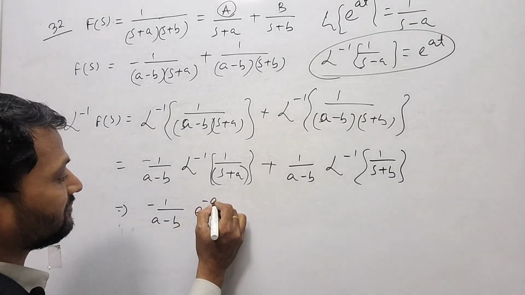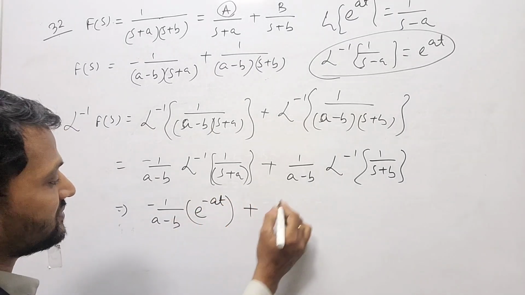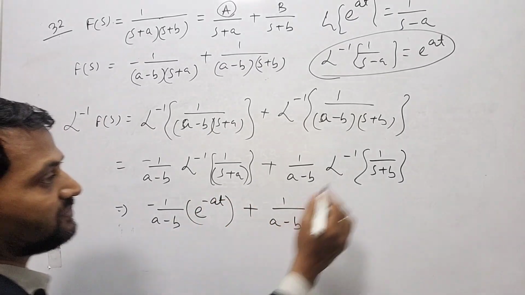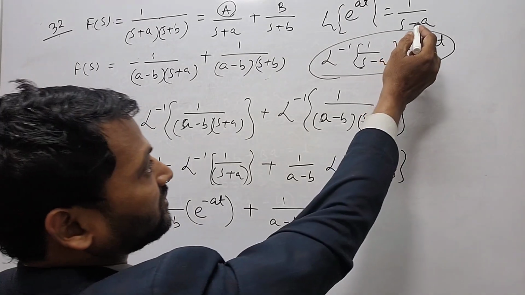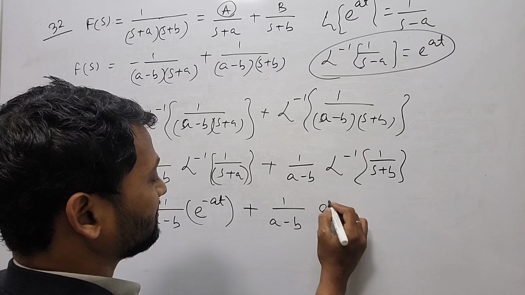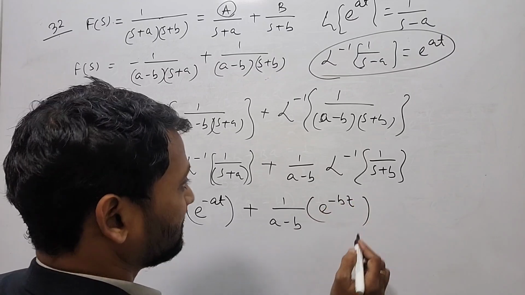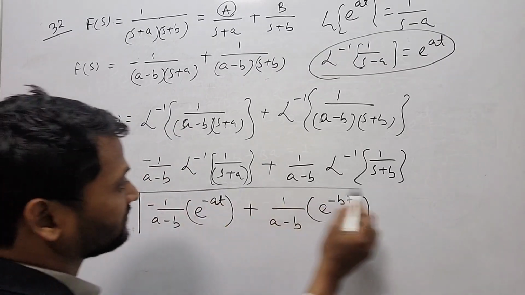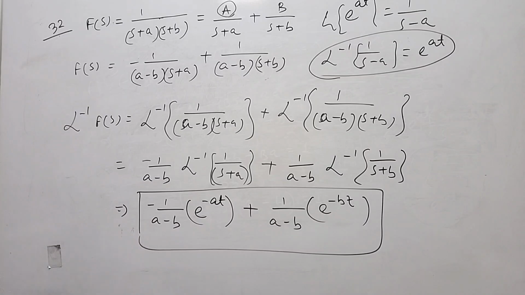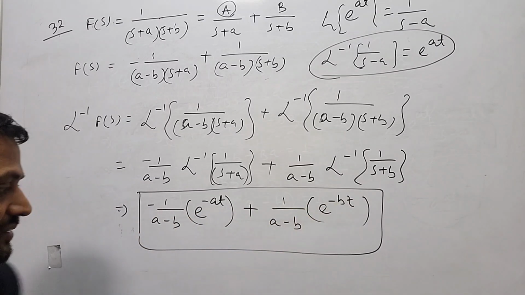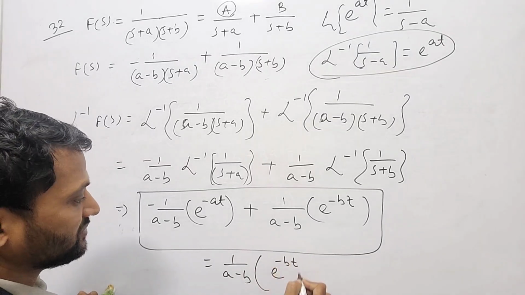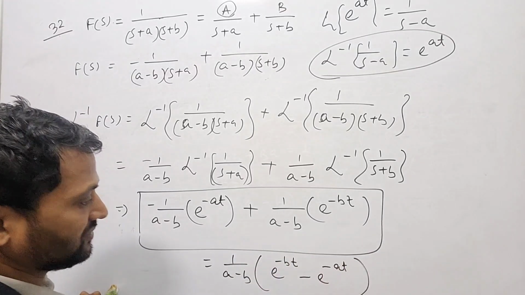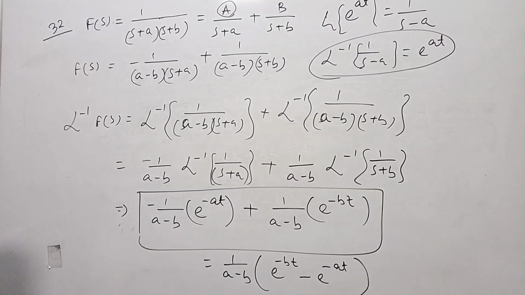So it is e to the power minus at, plus 1 by a minus b, Laplace inverse of this part. Here a is minus b, check, so e to the power minus bt. This is your answer. Then take 1 by a minus b as common, and you will get 1 by a minus b times e to the power minus bt minus e to the power minus at. That is your final answer.